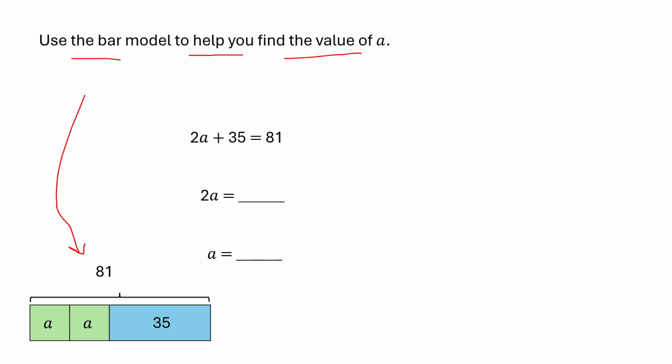So step one, I want to remove this positive 35 here, so I'm going to subtract 35 on both sides of my equation to balance it. So I'm going to subtract 35 minus 35. This is all going to go now, okay? So I'm going to be left with just 2A is equal to now 81 minus 35.